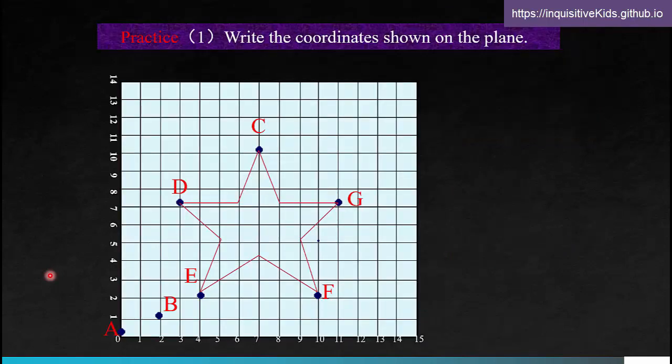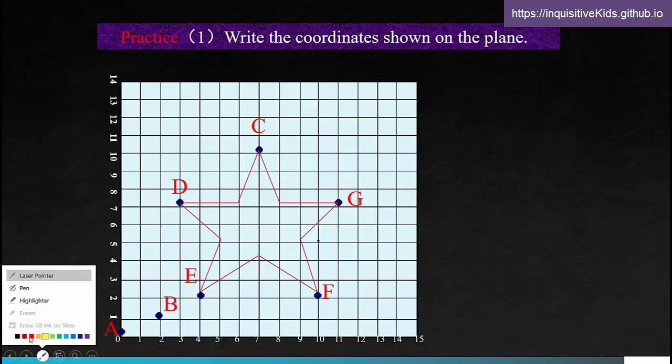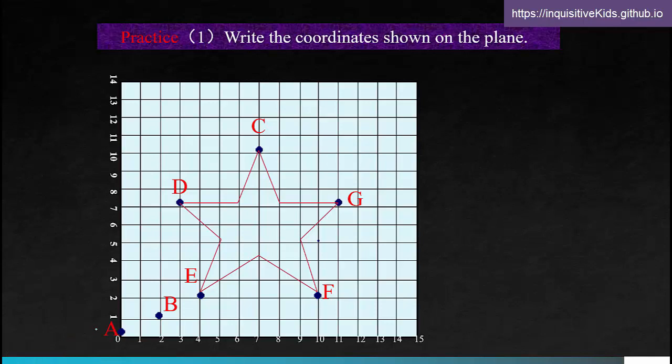Write the coordinates shown on the plane. I highly suggest you pause the video and work this out on your own. Here we have another intersection of lines, and this is 15 by 14. Not all of these are placed correctly, but just for fun.